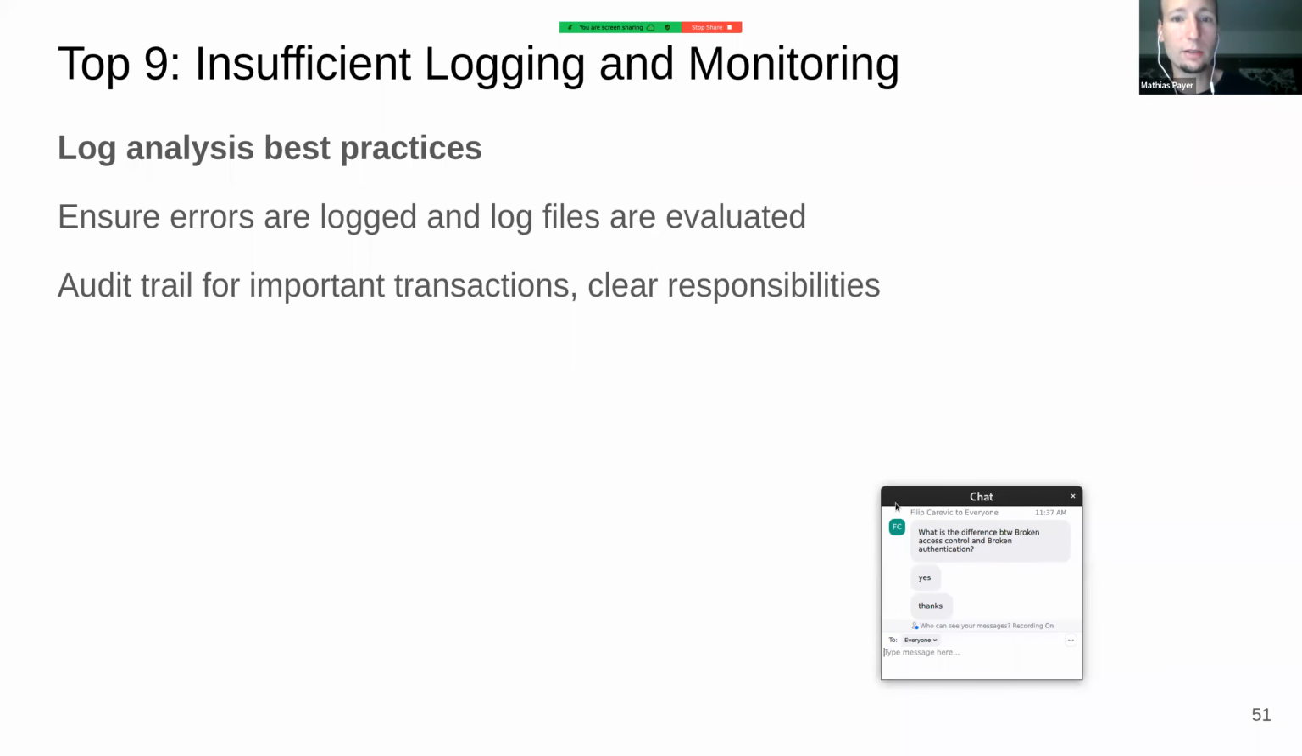Ensure errors are logged and log files are evaluated based on different thresholds, and you need to have some form of audit trail for these important transactions. For example, whenever somebody logs in after mistyping a password a couple of times, 5, 10, 100 times or whatnot, so that you can check and maybe challenge for a second factor or whatnot. But you need to actually implement these practices because they will not be used by default.